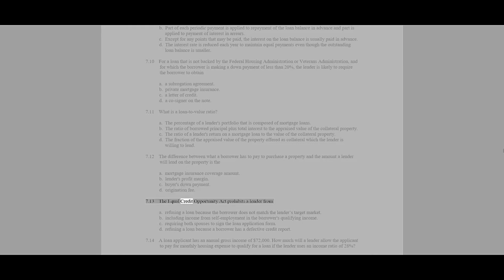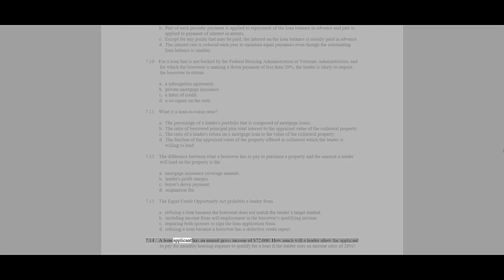7.13 The Equal Credit Opportunity Act prohibits a lender from A. Refusing a loan because the borrower does not match the lender's target market. B. Including income from self-employment in the borrower's qualifying income. C. Requiring both spouses to sign the loan application form. D. Refusing a loan because a borrower has a defective credit report.